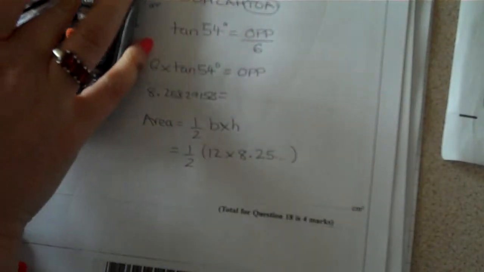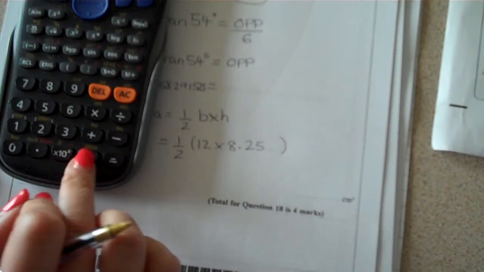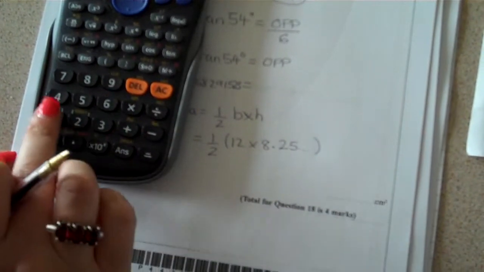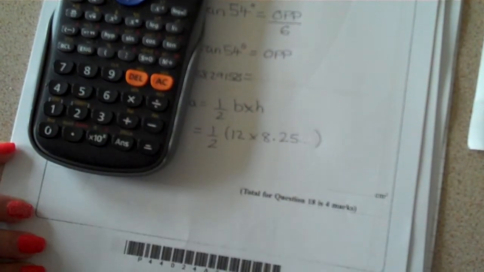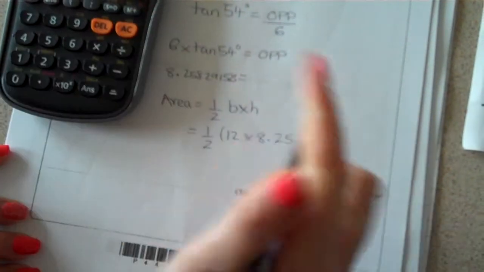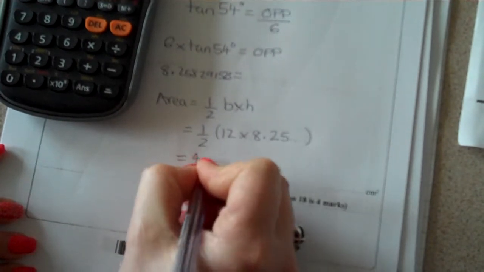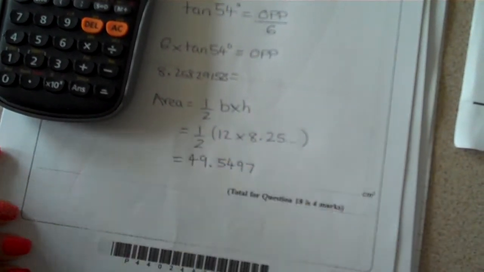So I want to keep that exact answer on my calculator and do this calculation. So you can either do answer times, or if you just leave it on the screen you can just do times 12, and then to find a half of something I can just divide by 2. If I then press equals, it's going to give me an exact answer for my area, which is 49.5497, and loads of other digits.